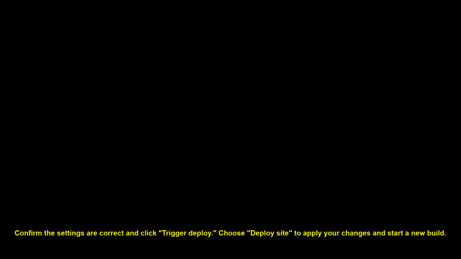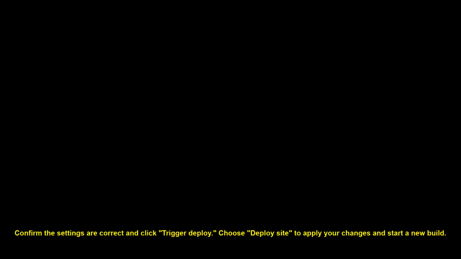Return to the Build Settings page to check all updates. Once you are satisfied, scroll to the top of the page. Click Deploys from the left side menu to initiate a new deployment. Confirm the settings are correct and click Trigger Deploy.